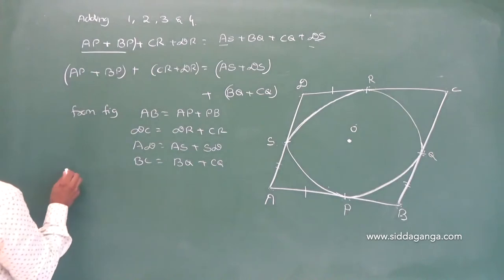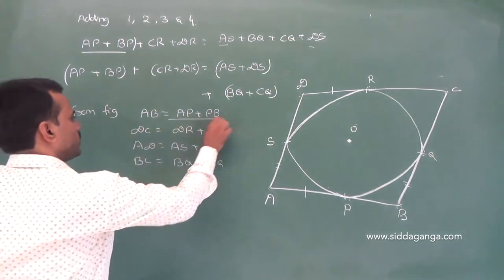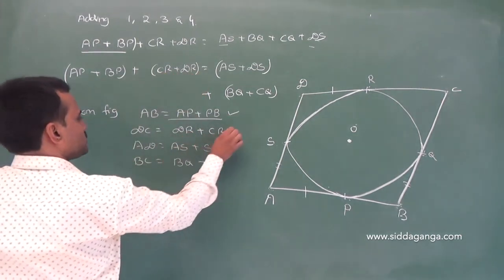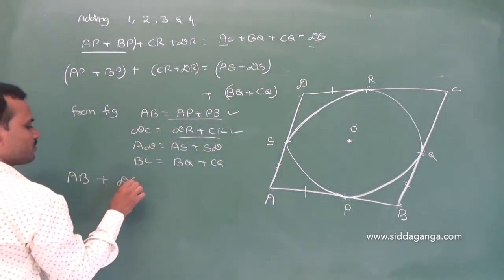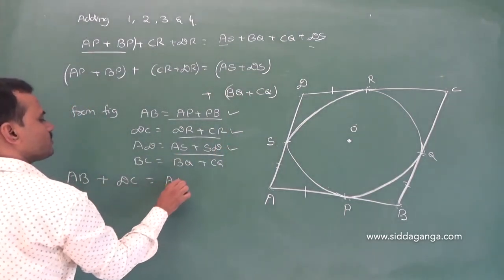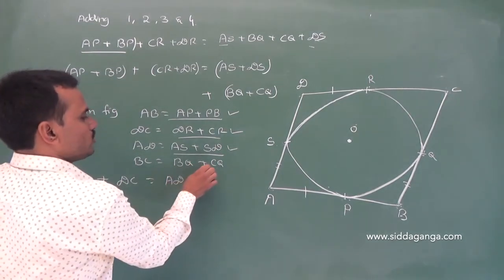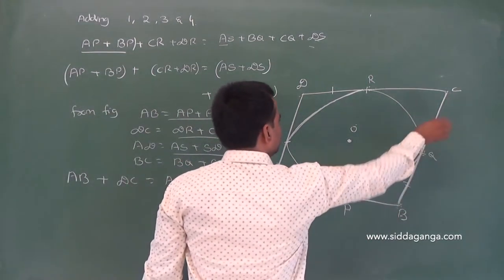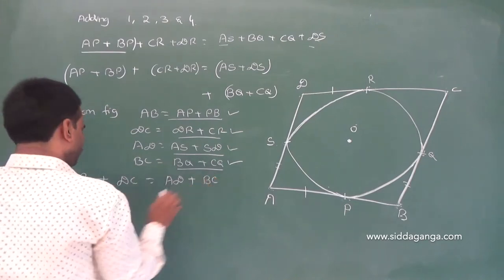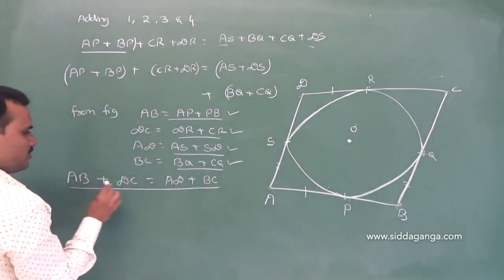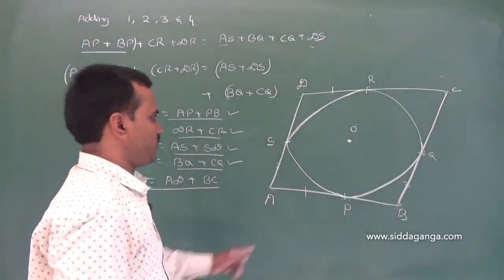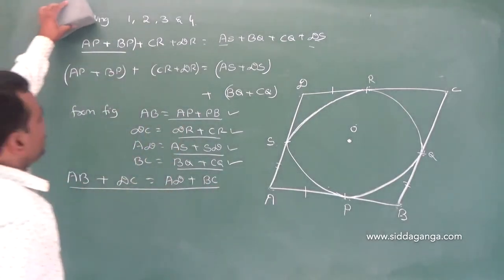Okay. AP plus BP is nothing but AB. This is the first one, AB. Correct. Now plus DR plus CR, the second one, DC. Plus AS plus DS, this one, the third one, AD. Plus BQ plus CQ, observe here, this one is nothing but BC. This result we got: AB plus DC is equal to what? AD plus BC. Okay. Next line, I write here.